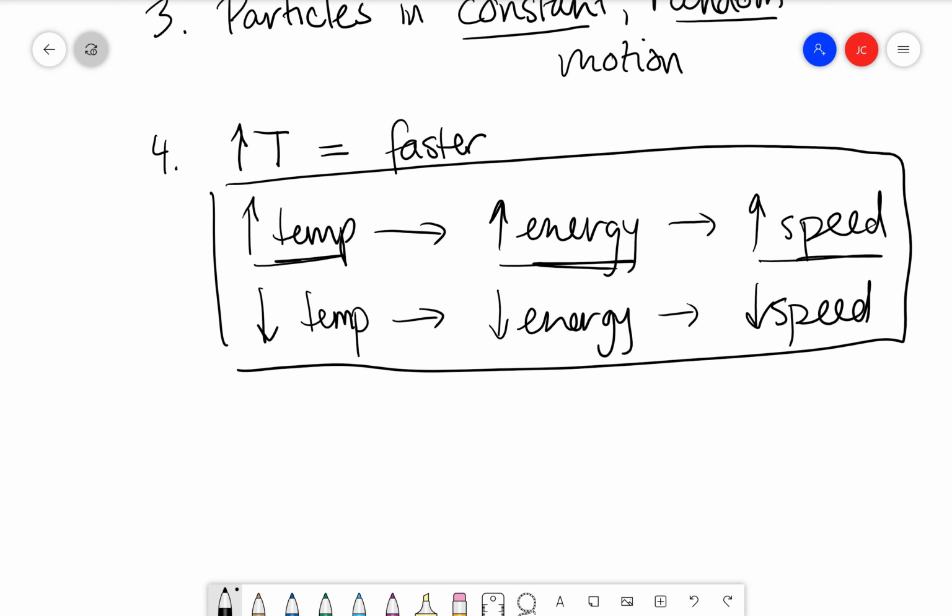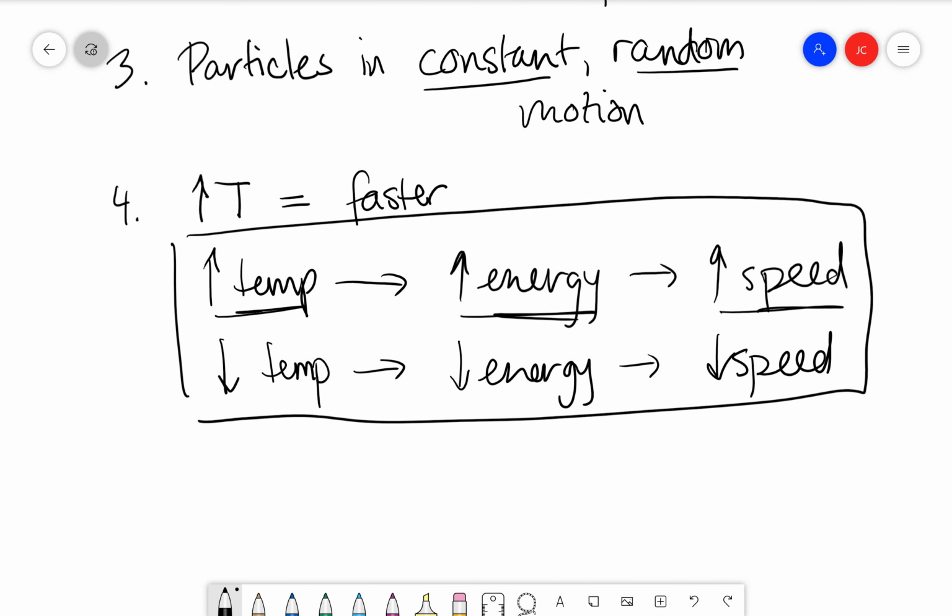This is a molecular thing. It applies to every substance in the universe. Higher temperature, higher energy, faster speed. When we're talking about speed here, we mean the speed of the particles in the substance, which you can't see. But like we just said, all particles are in constant random motion. And this motion, the speed of it, is dictated by the temperature.